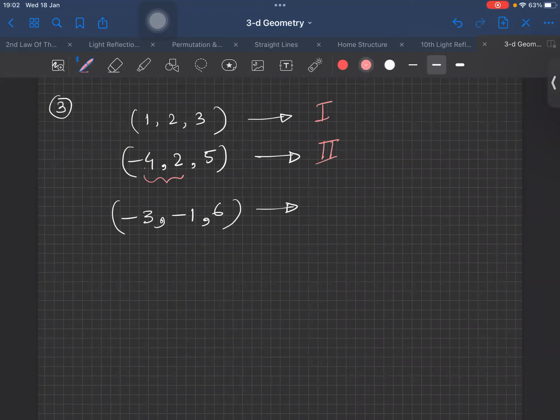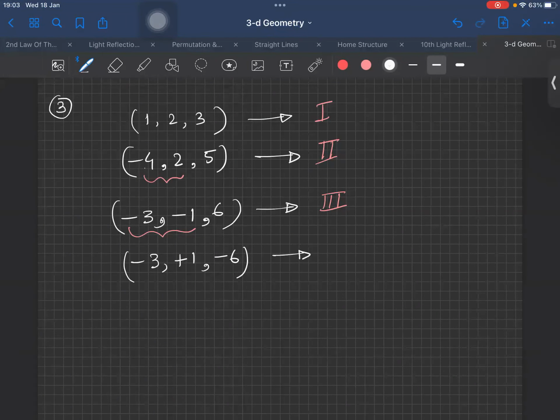Yes, anyone? Third octant. Which one? Third octant, yes, because these two represent your third quadrant, and since z is positive, it will be third octant. Okay, and if some point is like (-3, -1, +1), which octant will this be?